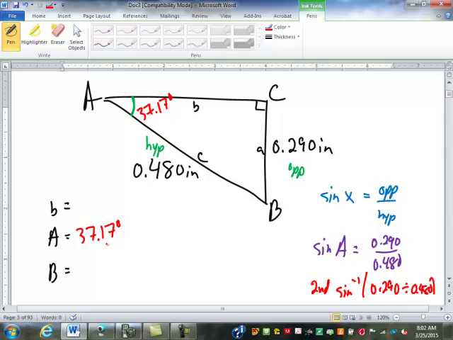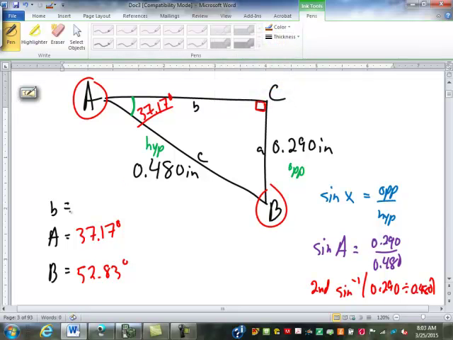Now from here, the rest of it, we could go the simple route. We could say that B is just 90 minus that, or 52.83 degrees, since we know the angles have to add up to 180. I don't know if you've noticed, but I always take a shortcut on right triangles. Since I know that this is 90 degrees, instead of using 180 and subtracting, I know that 180 minus 90 leaves 90 degrees for the other two angles. So I just take 90 minus one to get the other.